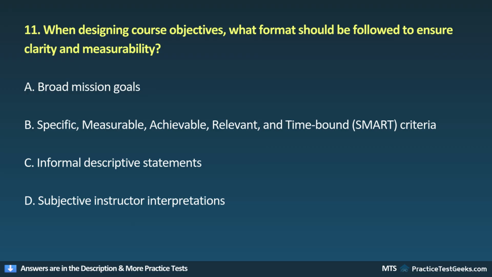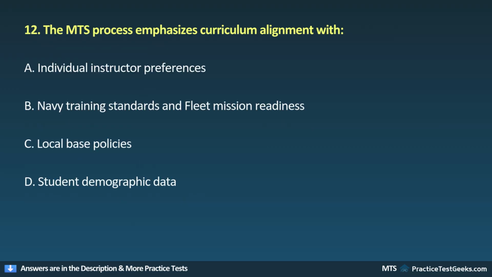11. When designing course objectives, what format should be followed to ensure clarity and measurability? A. Broad mission goals. B. Specific, measurable, achievable, relevant, and time-bound SMART criteria. C. Informal descriptive statements. D. Subjective instructor interpretations.